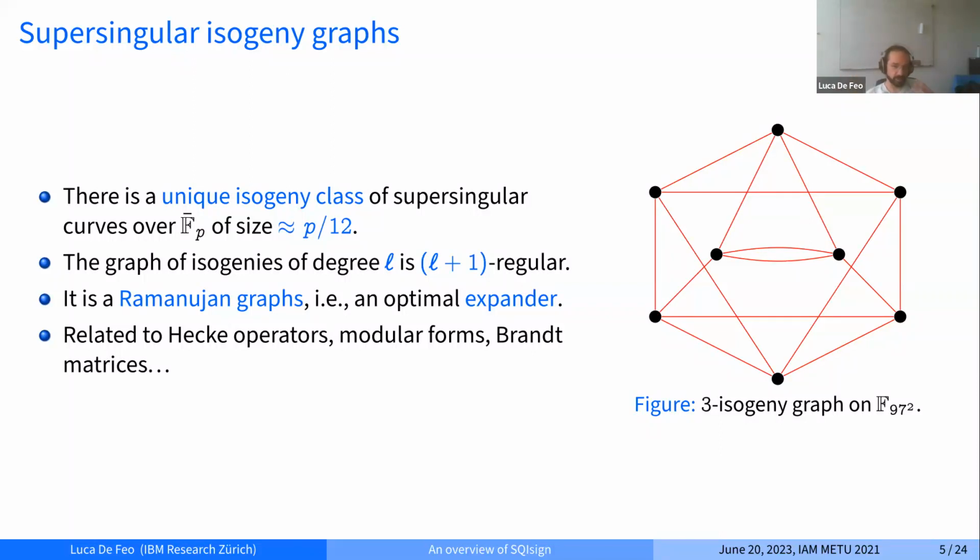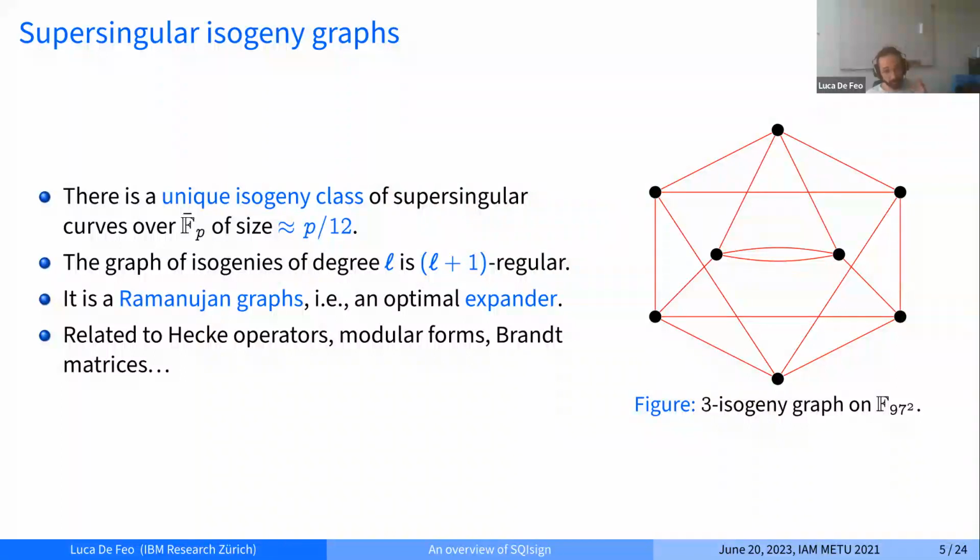And now what we like about these isogeny graphs, and what has made them so useful in cryptography, is that they have very nice properties that make them similar to random graphs. What I'm referring to is the fact that these graphs are expander graphs. And even better, they are the best possible expander graphs. They have the Ramanujan property.